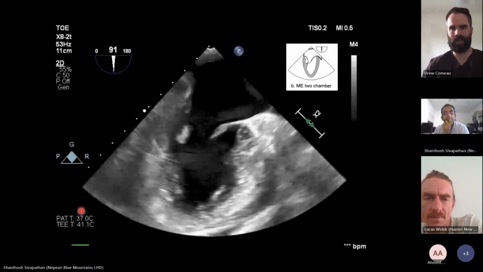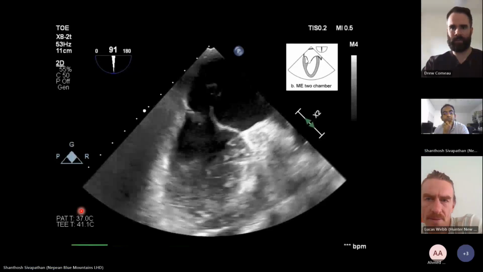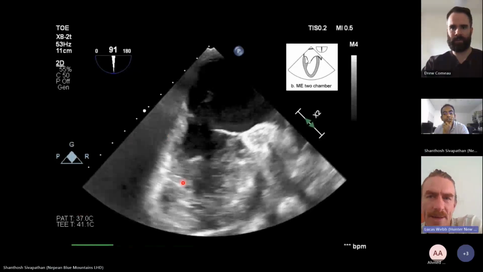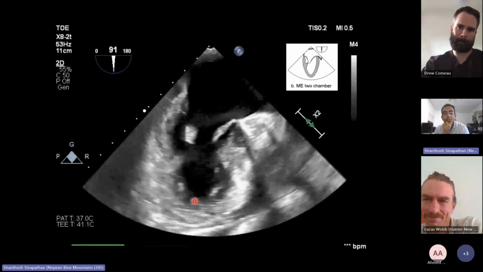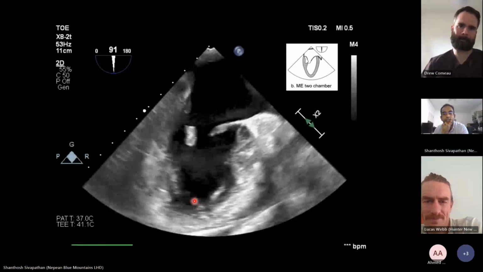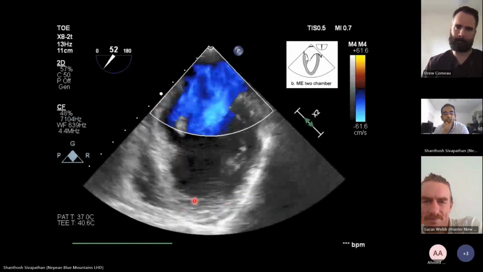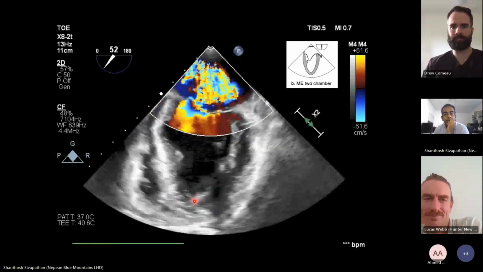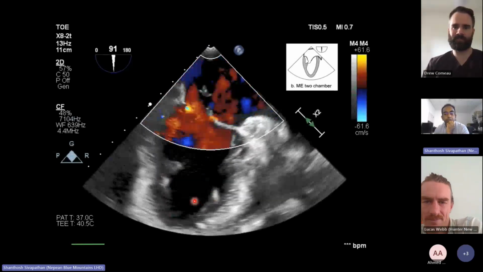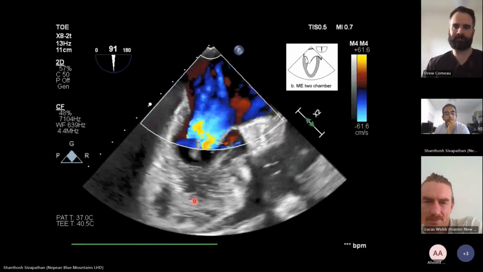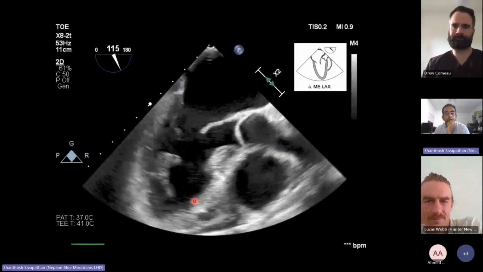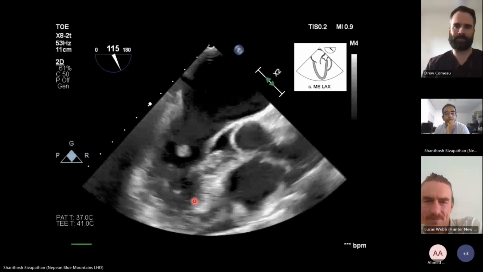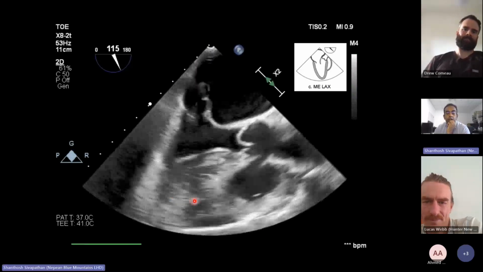What's that? What's this? Muscle. It's his papillary muscle. Yeah, papillary muscle ruptured, right? Severe MR. So this guy had a ruptured papillary muscle. And you can see that a bit more obviously there.